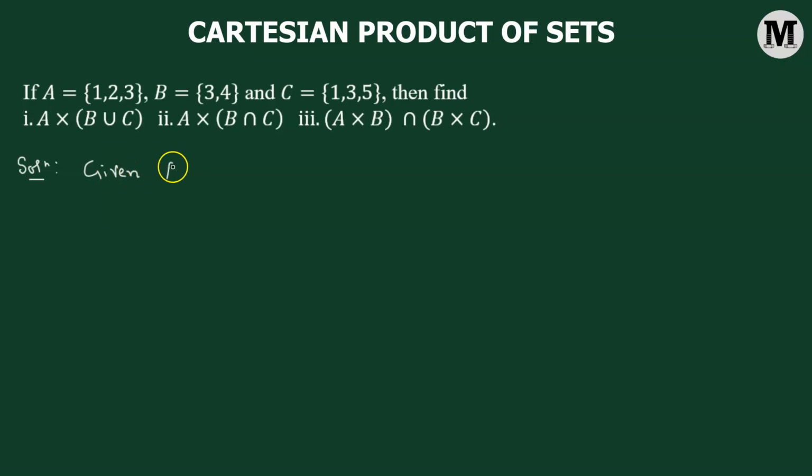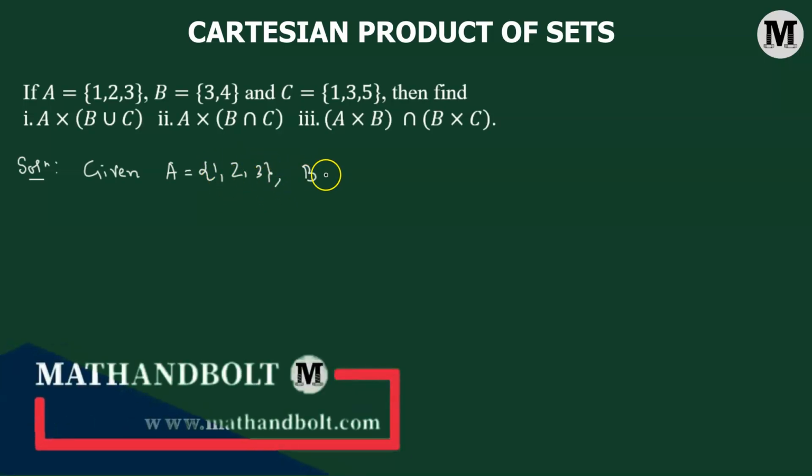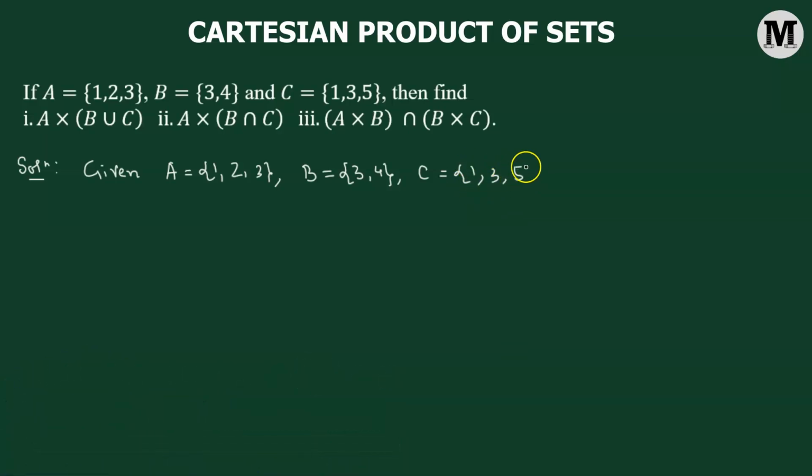We have the set A containing 3 elements 1, 2 and 3. Next we have the set B containing the elements 3 and 4. And then we have the set C containing the elements 1, 3 and 5. So let's first try to compute the first part of the problem 1.